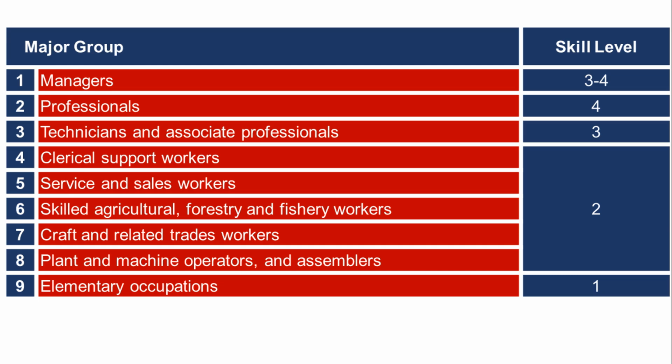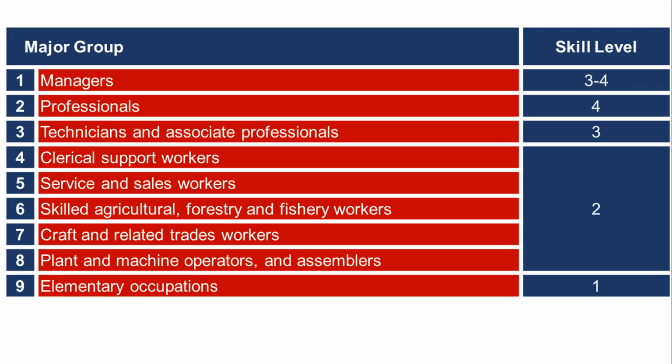Skill level 3. This level involves more advanced technical and theoretical knowledge, usually gained through vocational training or further education. Occupations such as engineering technicians, paramedics, or IT support specialists fall into this category. Skill level 4. The highest skill level includes occupations that require specialist knowledge, typically gained through higher education. Professionals, such as doctors, engineers, teachers, and scientists, are classified under skill level 4. Additionally, managers in Group 1 tend to require a mixture of skill level 3 to 4.